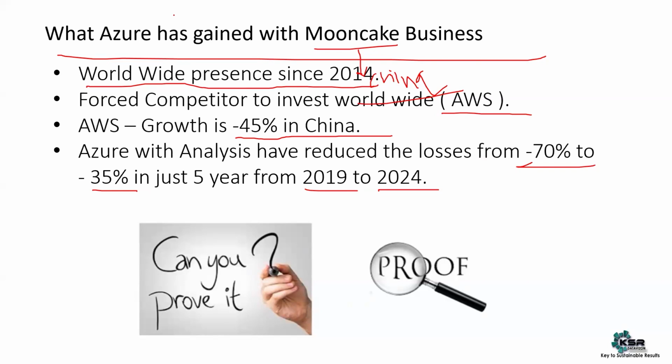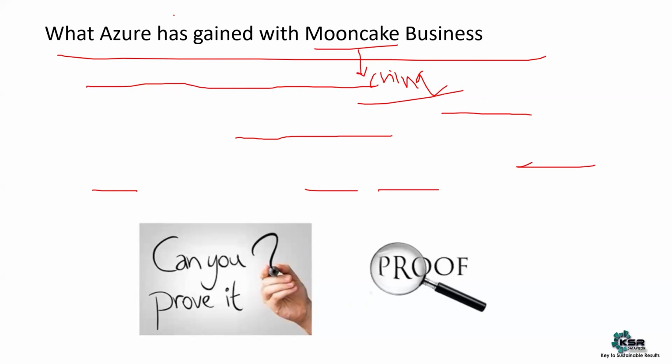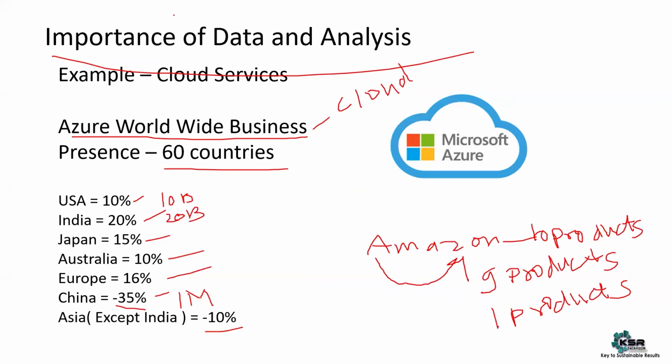Any questions? See, this was one of the straightforward examples of how Microsoft Azure is capturing the world with its cloud presence in almost every part. There are many other countries where Azure is not there, like some African countries and some South American countries. Even there, the AWS presence is not there.